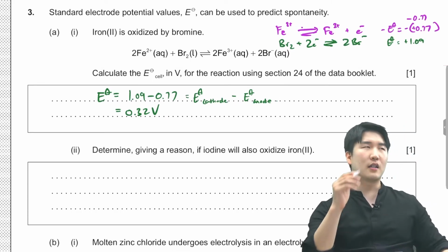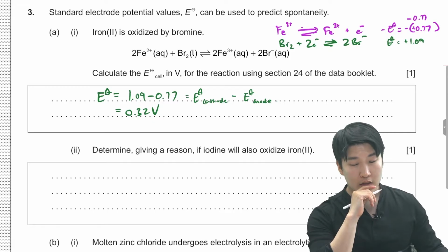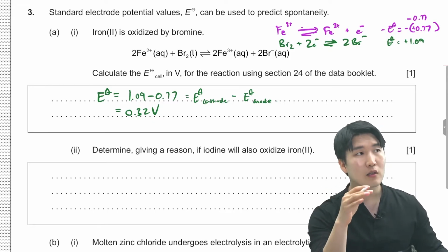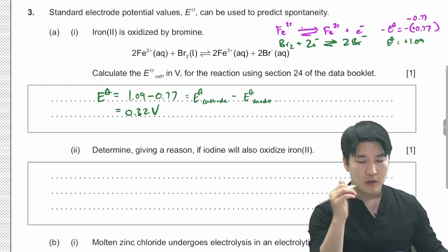Iodine is the halogen below bromine. And like bromine, will it be able to oxidize iron? It can if the electrode potential value for iodine is going to be more positive than iron.